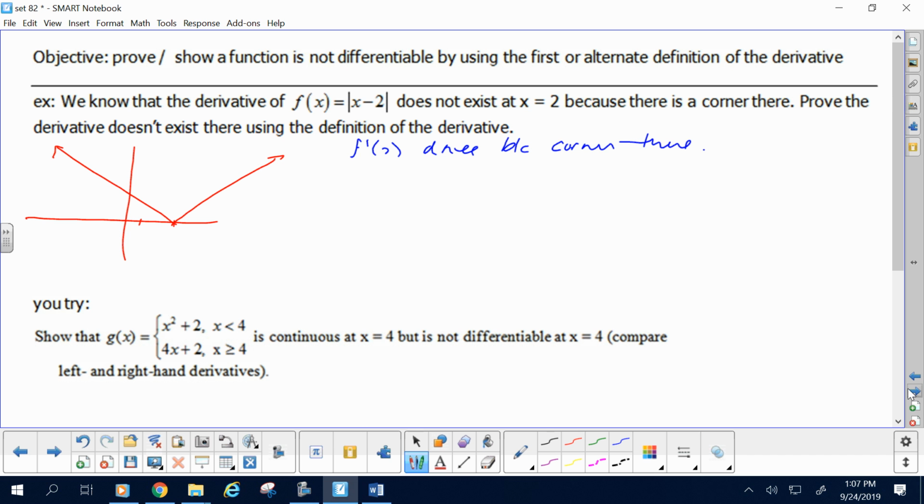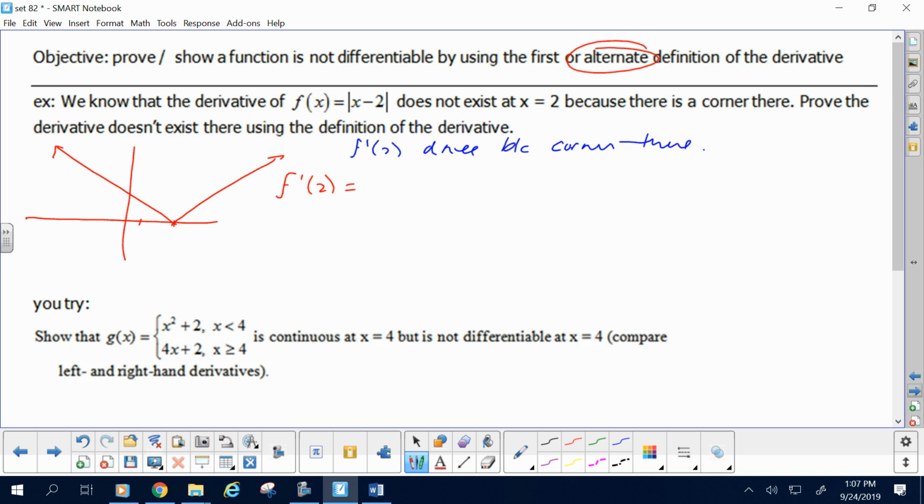Is that true? Sure is. Did you answer the question in any shape, way, or form? You sure didn't. I told you the derivative doesn't exist because of the corner there. I got that covered, okay? I want you to prove to me that the derivative doesn't exist. Prove it using the alternate definition of the derivative. All right, so you need to, starting with the alternate definition, say why the derivative doesn't exist there.